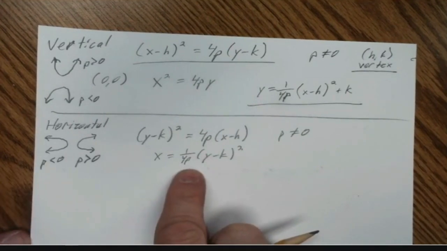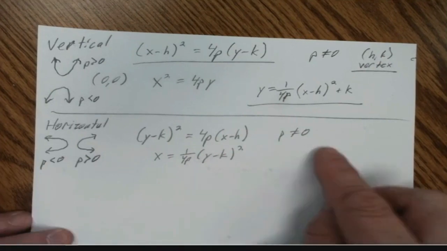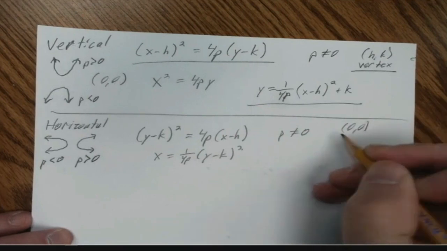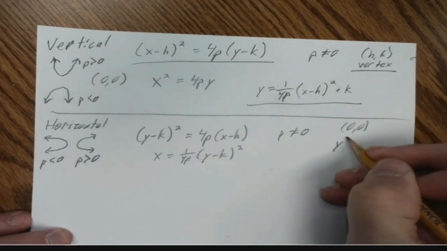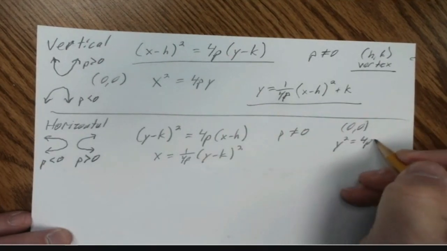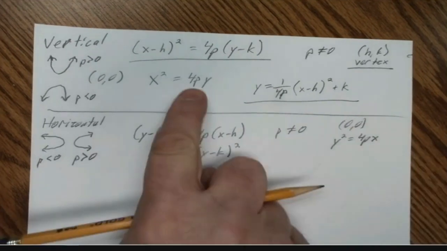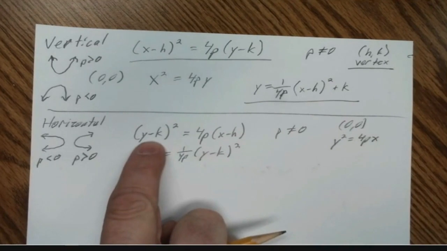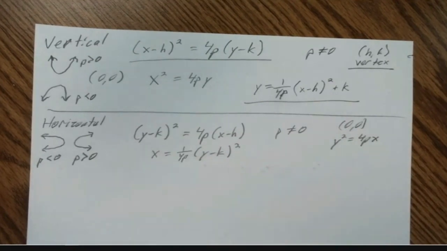And again, if it's at 0, 0, then the equation simplifies to just y squared equals 4px. Kind of like that one simplified, because these are 0. It's a y minus 0. So it's just y squared.